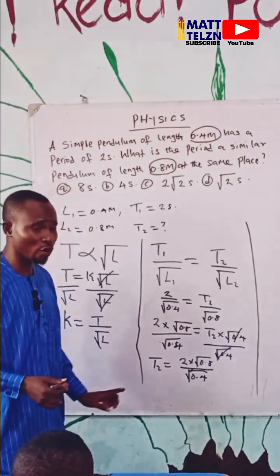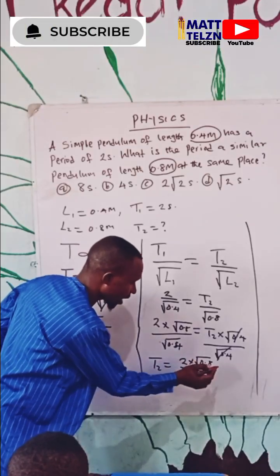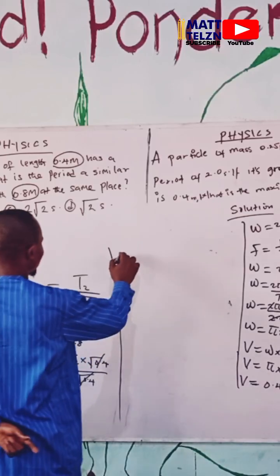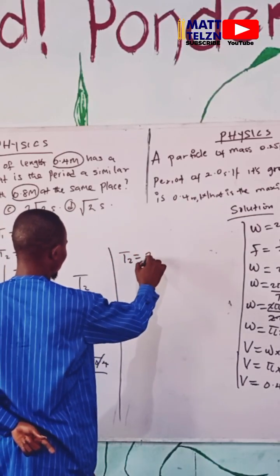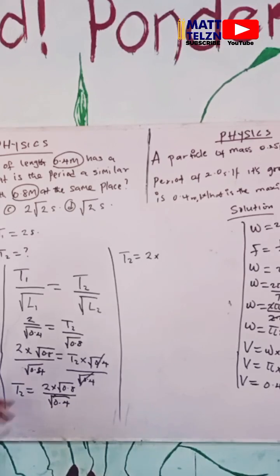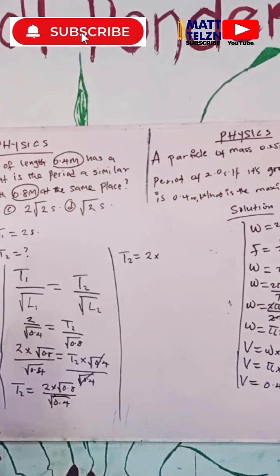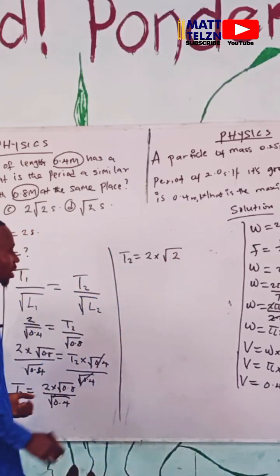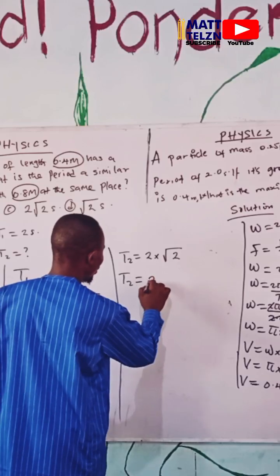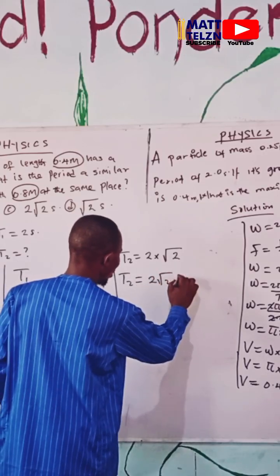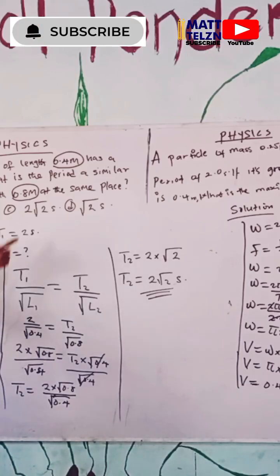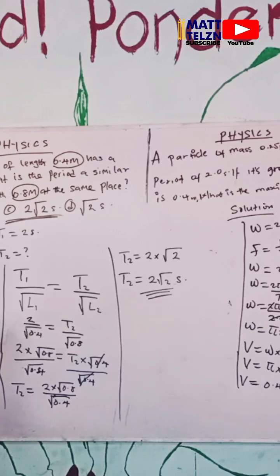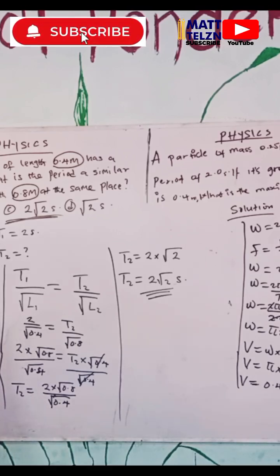Good. Now, how are you going to divide this? The division that you are going to perform is to divide 0.8 by 0.4 and tell me the answer. So 0.8 divided by 0.4 is what? 2, right? So I'm going to have 2 times root 2. Do you understand? So my final answer, the period, is 2 root 2 seconds. Do you understand? And you notice that our answer is option C. You see how simple it is to solve a JAMB question, right? Good.